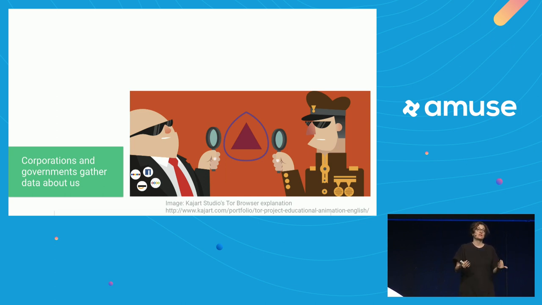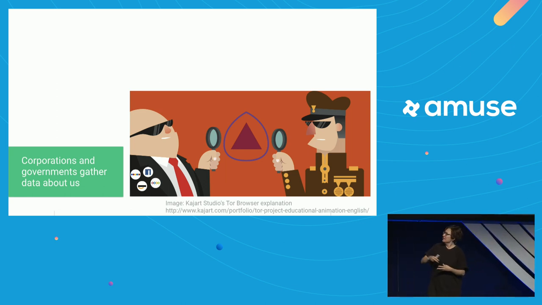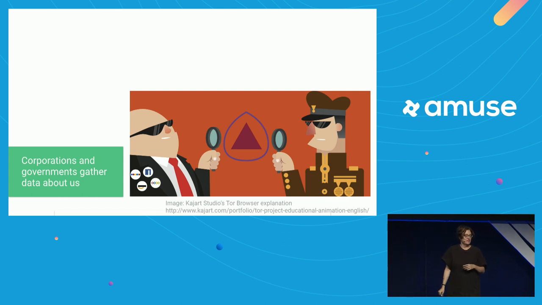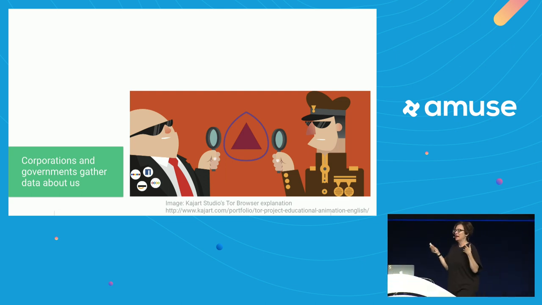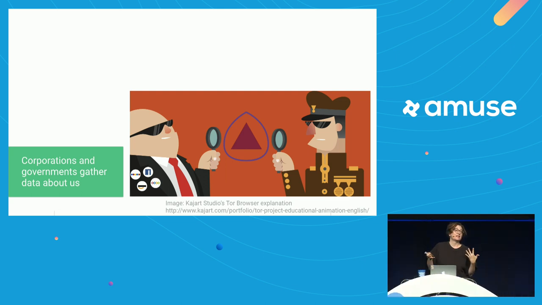So moving on to governments and companies, this is an illustration for a video that explains how the Tor browser works, done by Kajart Studio in Canada. And even without being able to read the details or place exactly who these people are, you can see that there are two main adversaries.